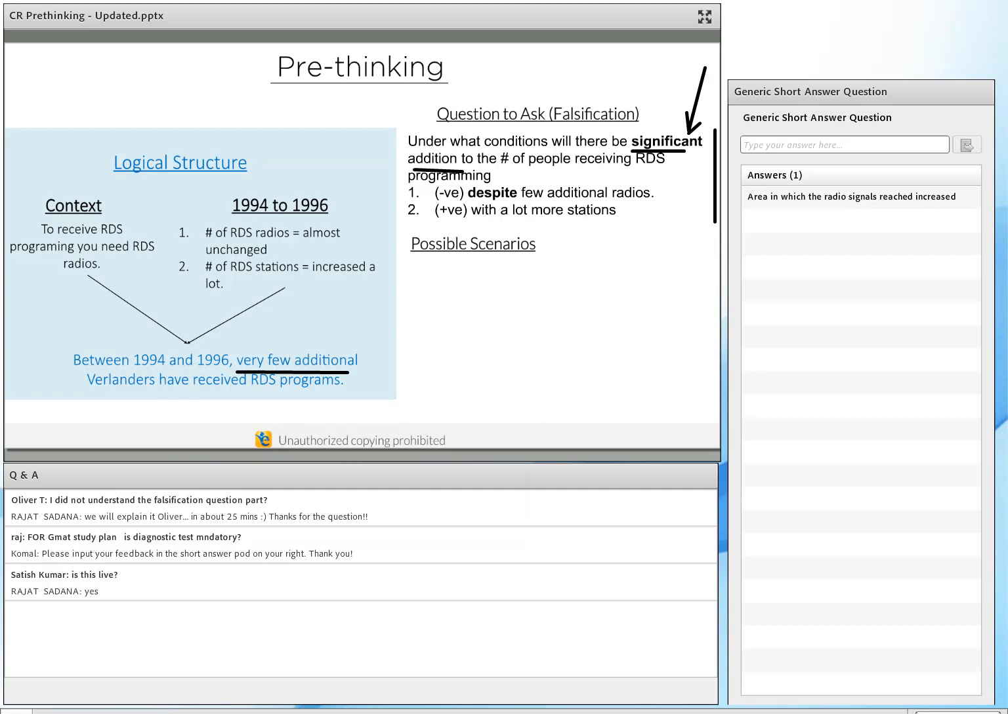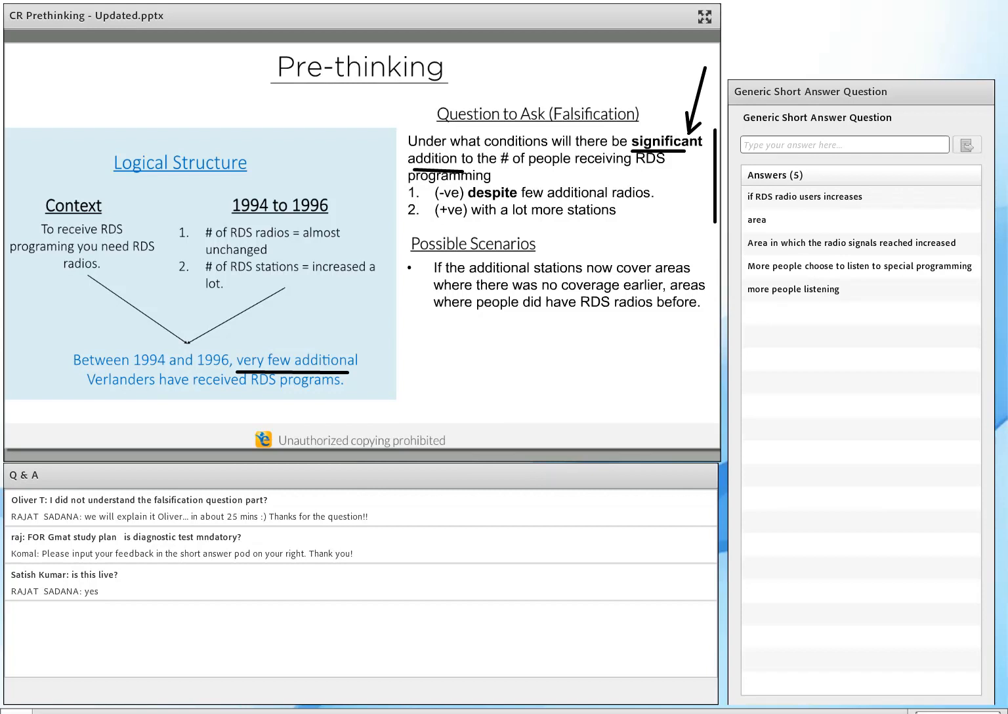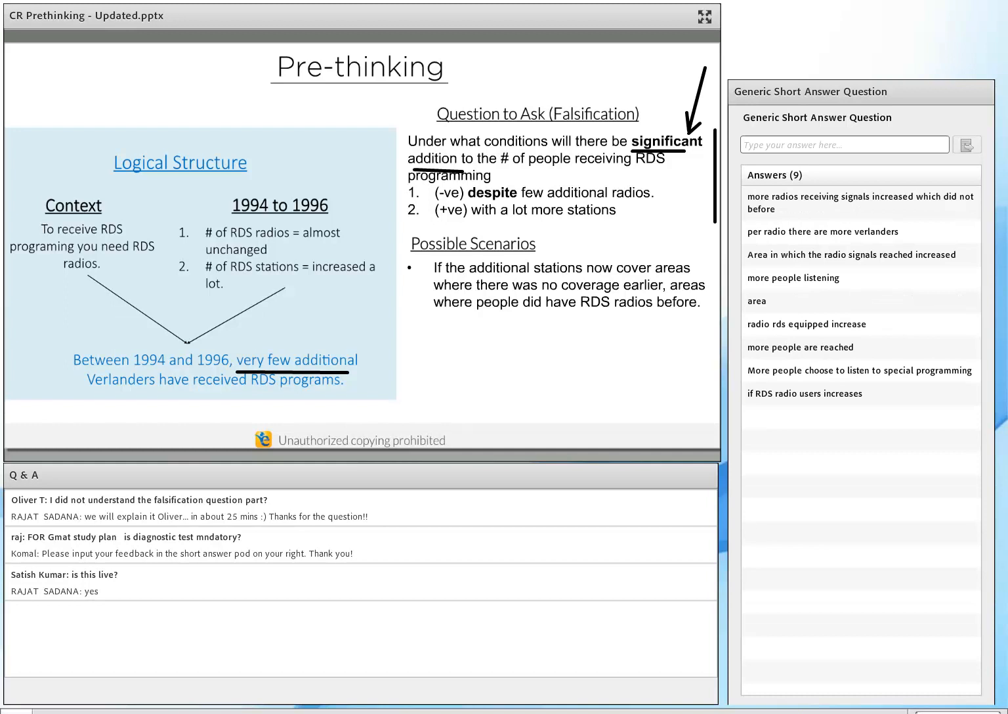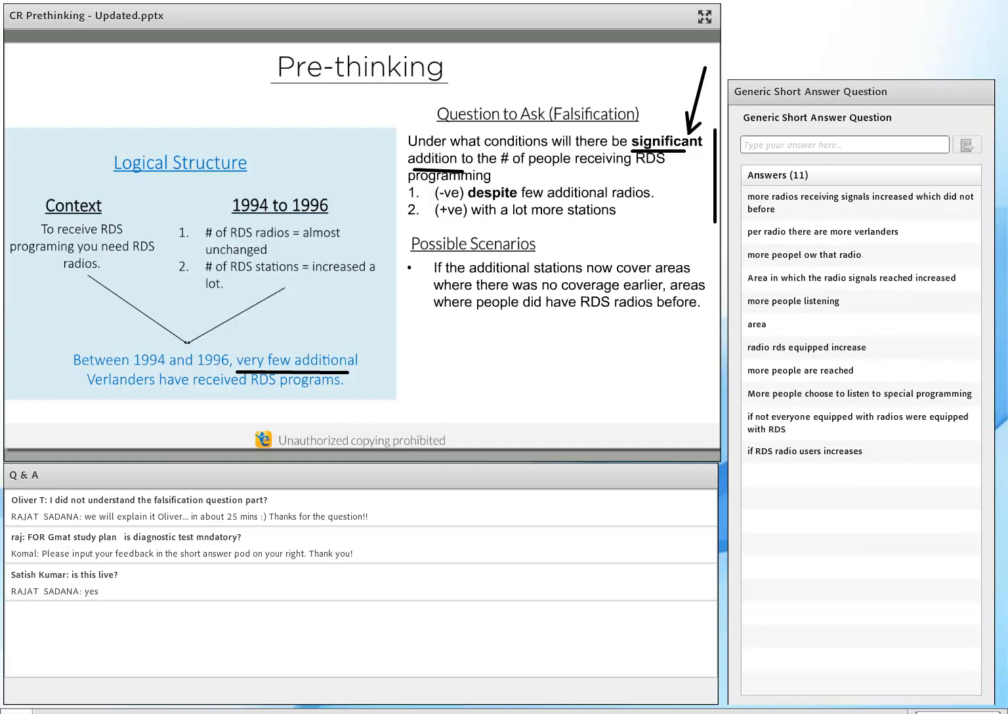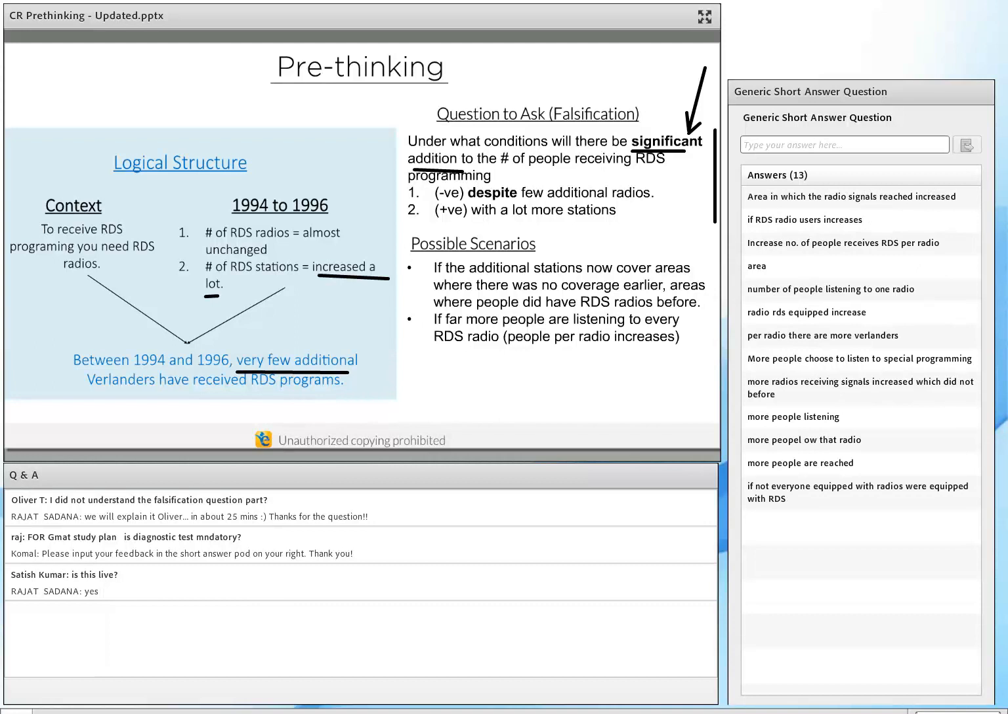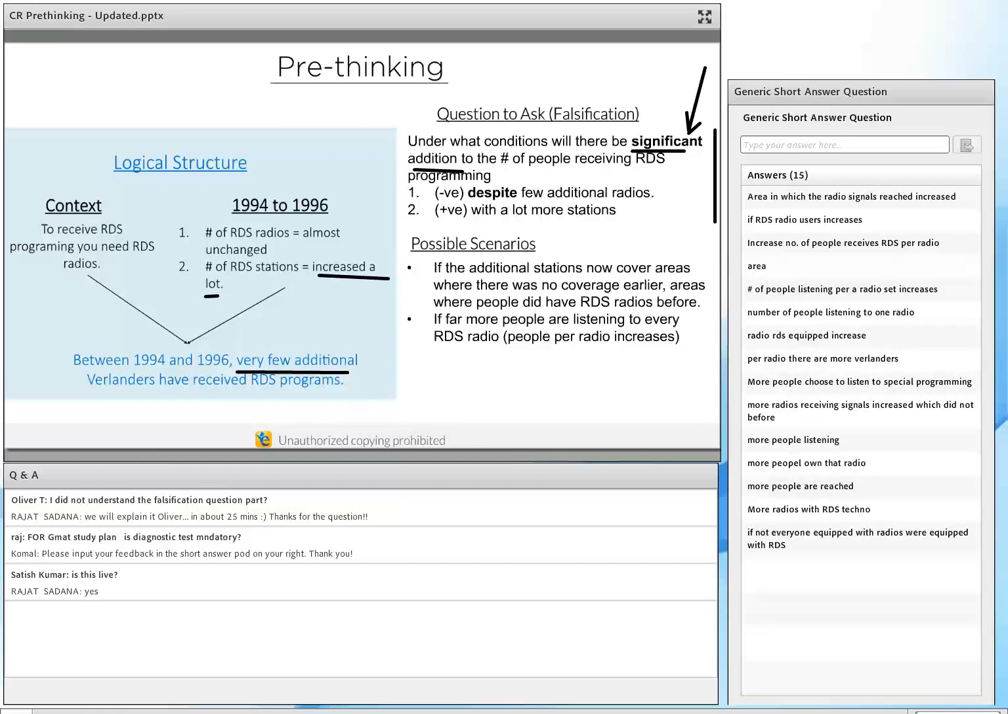Yes, good. One possible scenario is that if the coverage goes up, which is what was said, which is if additional stations now cover areas where the people had the right kind of radio, but there was no coverage earlier. Why? Because we have a whole lot more transmitting stations. The other is if people per radio goes up. If you start putting these radios in Starbucks, instead of putting them in people's houses, then yes, more people will receive RDS programming, right? Both of these are scenarios in which my conclusion breaks down.